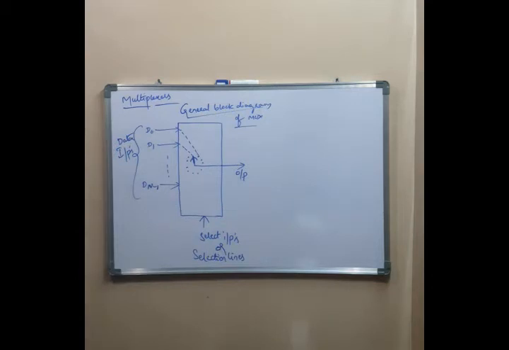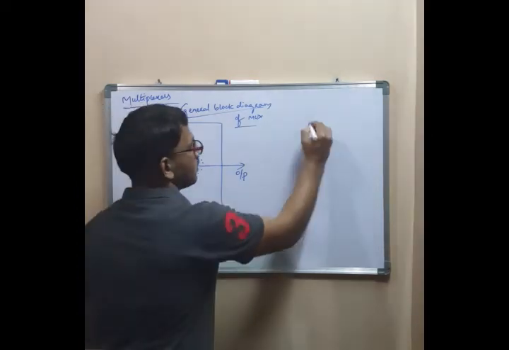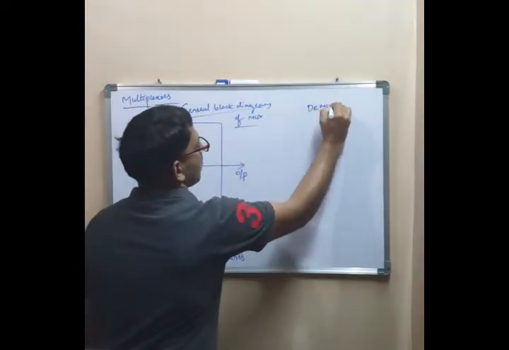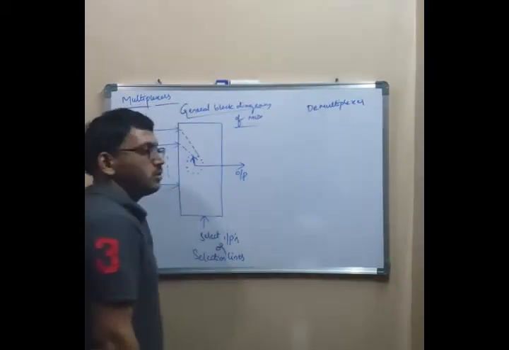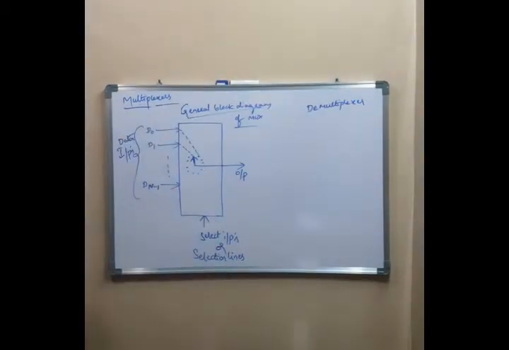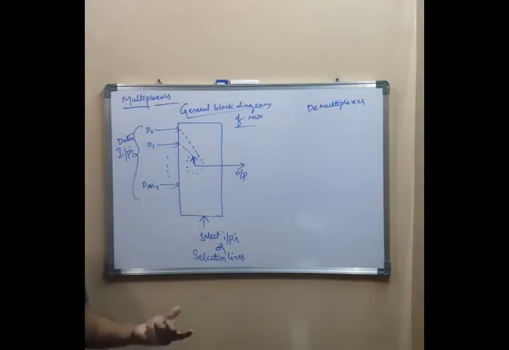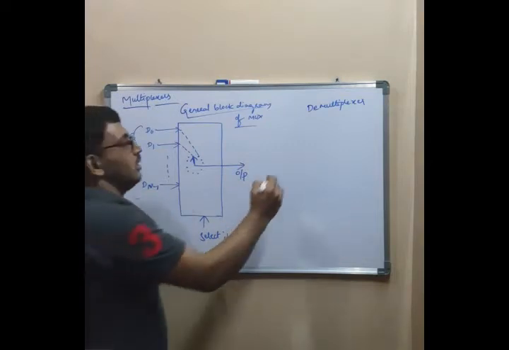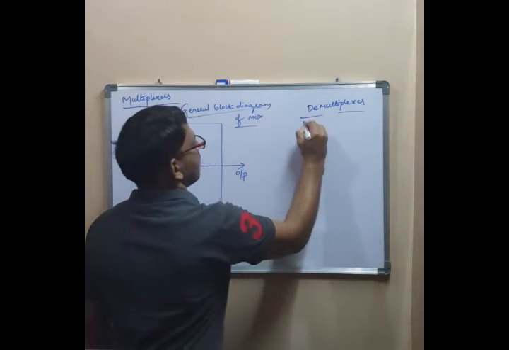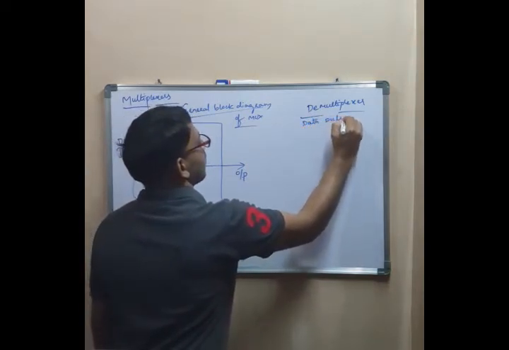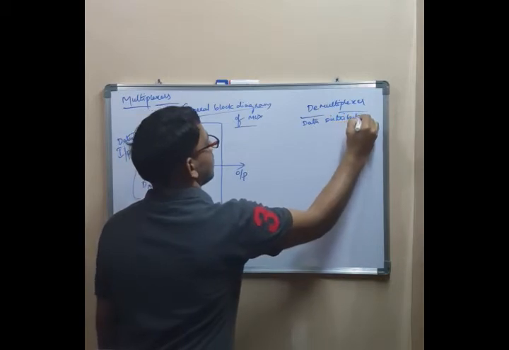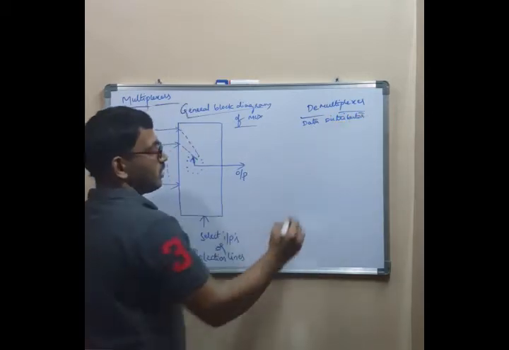Right? So what is the quite opposite form of this? Demultiplexer. What is the opposite function to multiplexing? Multiplexing means sharing, that is, it is also called a data selector, whereas a demultiplexer is also called a data distributor. So it has quite the opposite function of a multiplexer.